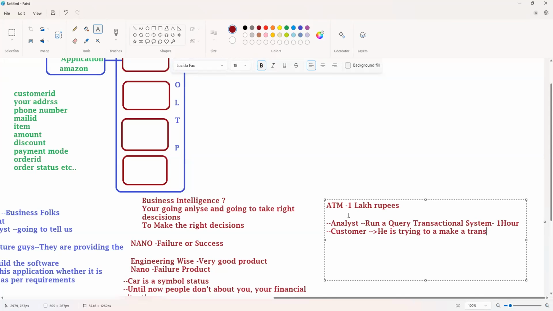Now you tell me, behind the scenes the query is running and that particular database session is filled with the analysis queries only. Now you have to wait 1 hour. What action are you going to take? Assume some relative of yours is in the hospital and you want to make a transaction at any point of time. If it is not happening, what is the important thing you are going to see?